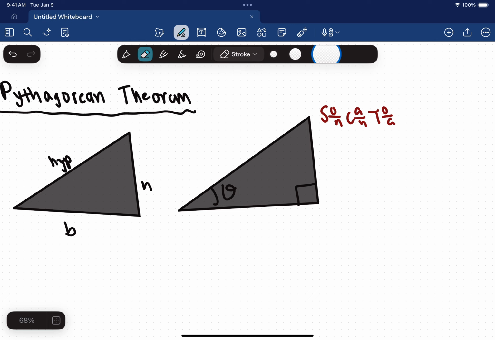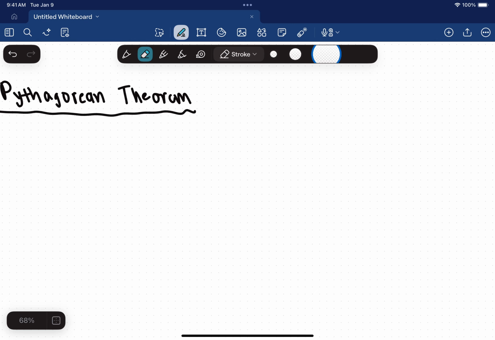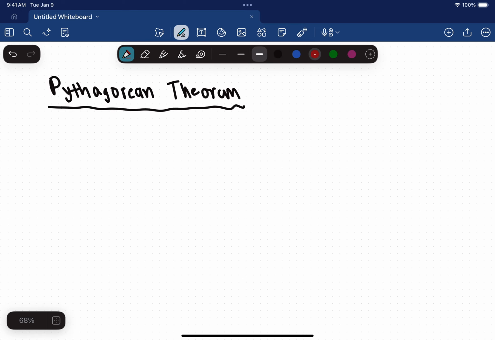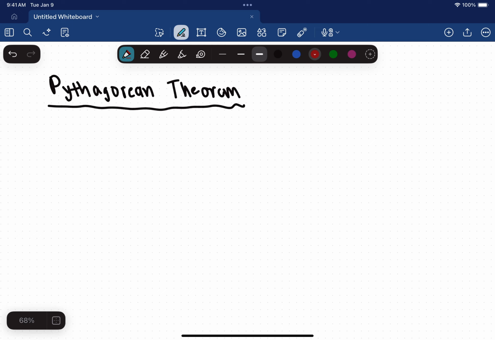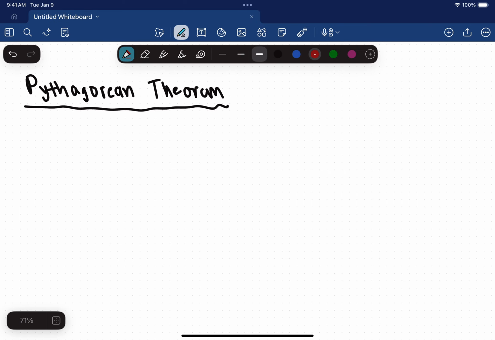Guess what? We're still learning about triangles. I know. It sucks, but this is pretty important for trigonometry. And if you are going for an engineering degree in college, this will be very much important. So, Pythagorean theorem, what is it?